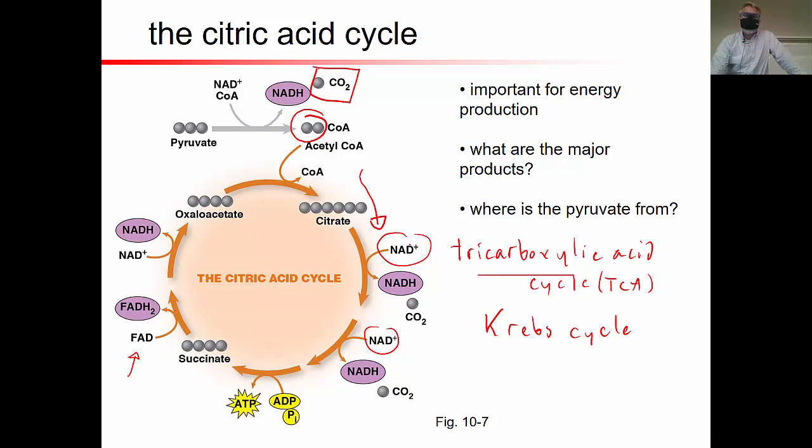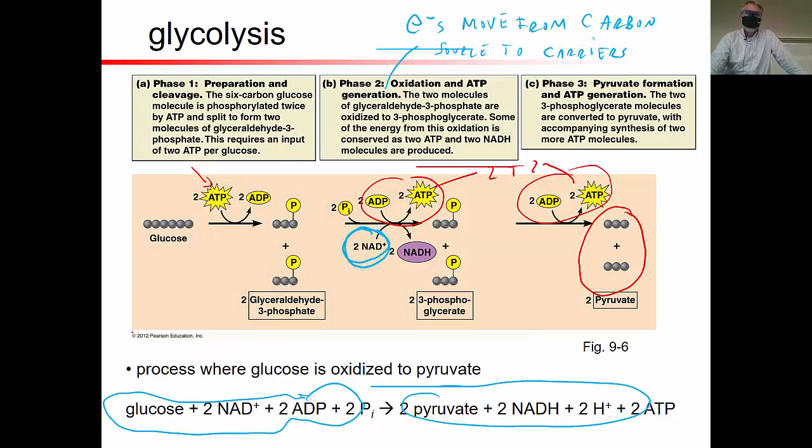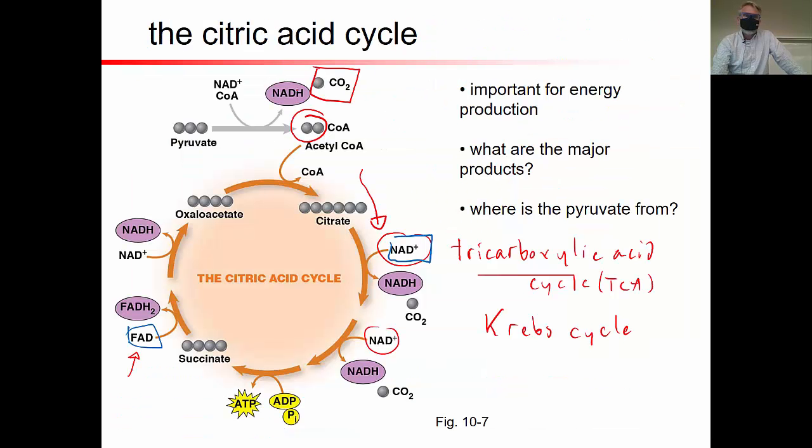So for this process to keep occurring, I need my empty dump trucks for electrons. But what we can see is that at the end, what we actually have is a whole bunch of full dump trucks.